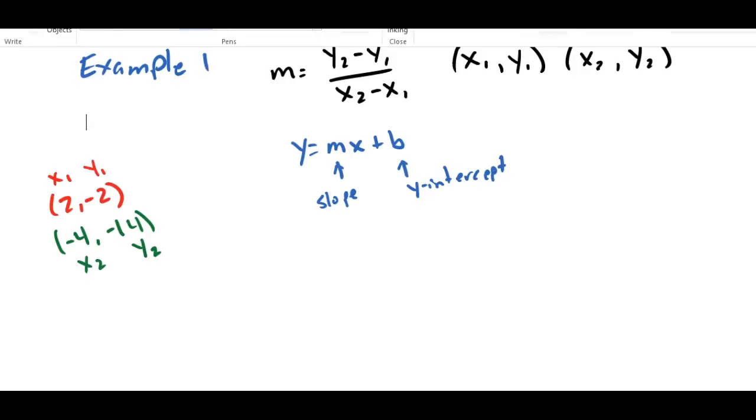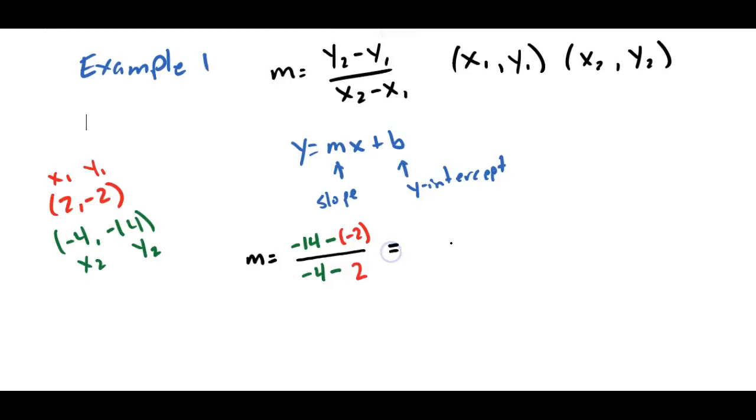So now we're going to figure out the slope. So m is equal to, so we want to do y2 minus y1. So here's y2, negative 14, minus, and then we want to do y1. Well, y1 is negative 2. Similarly, we want to do x2 minus x1. So x2 is negative 4 minus, and then x1 is the number 2. Okay?